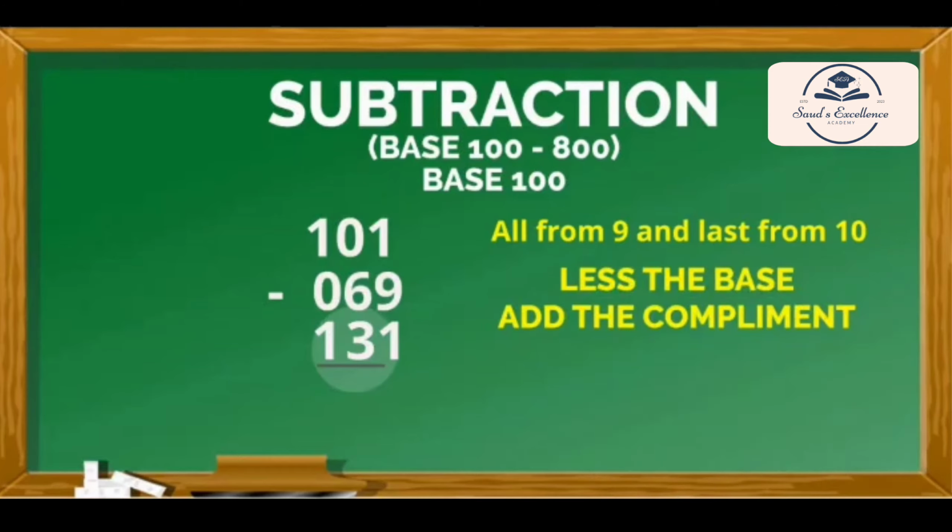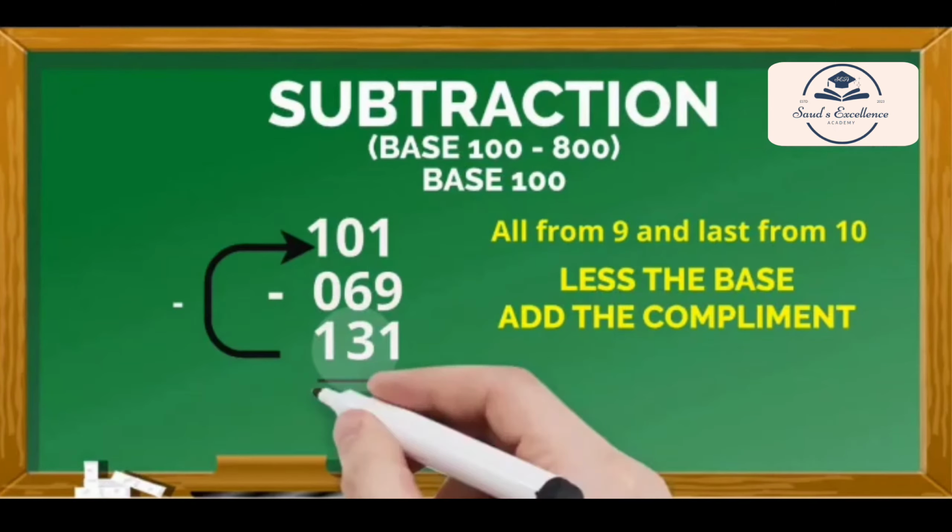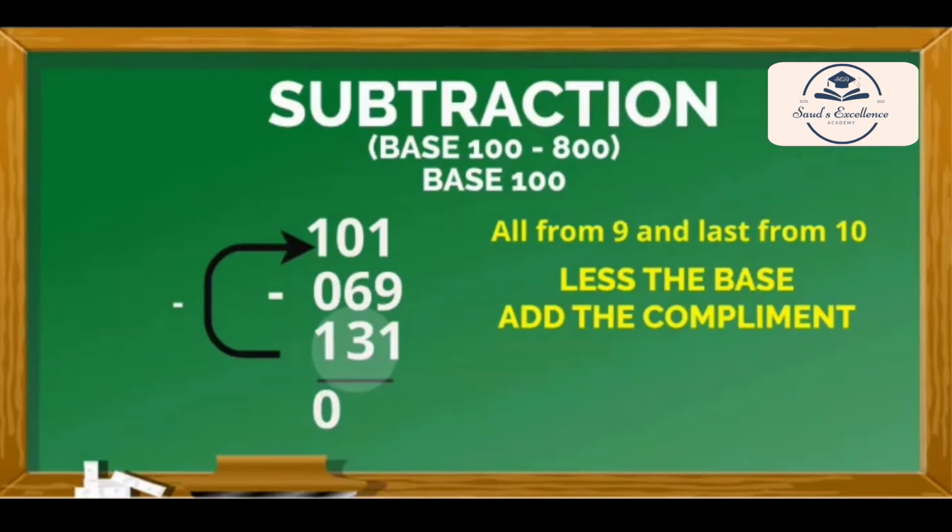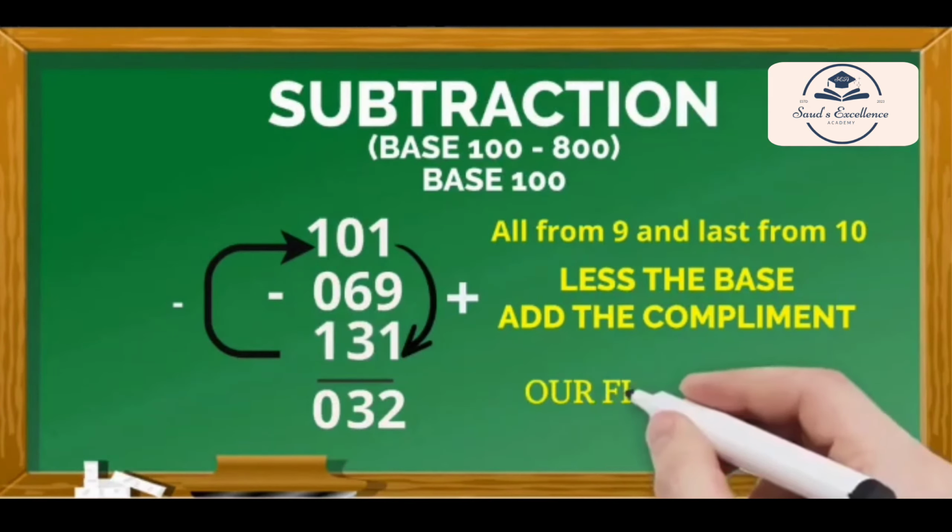Now we apply the formula: less the base, add the complement. We minus 1 from 1 equal to 0. We add 0 to 3 equal to 3. We add 1 to 1 equal to 2. Our final answer is 32.